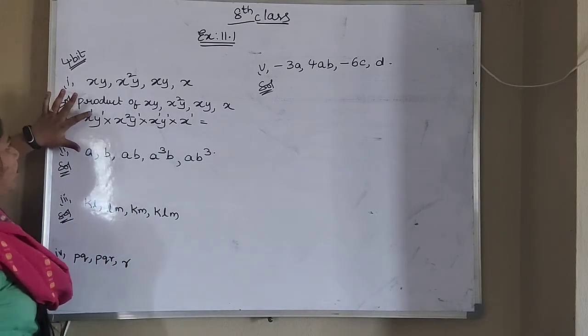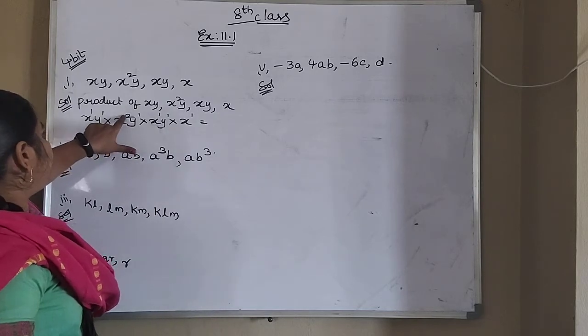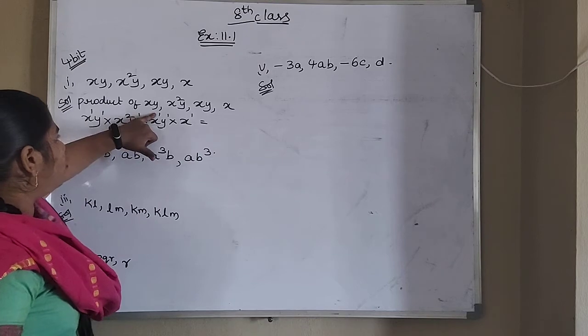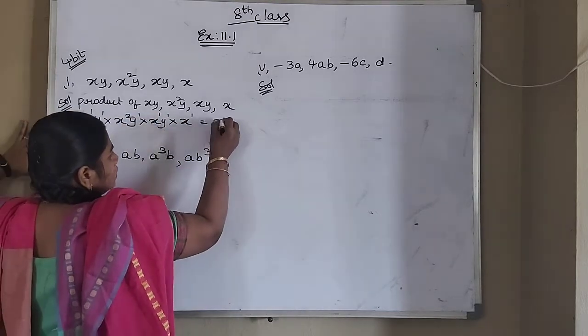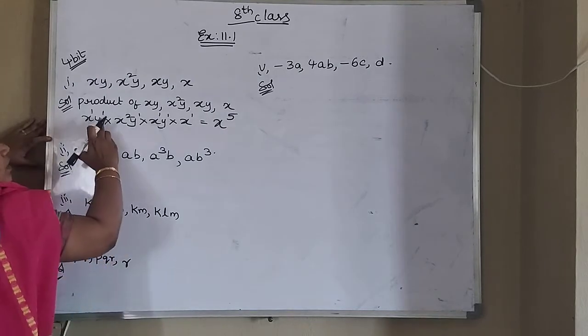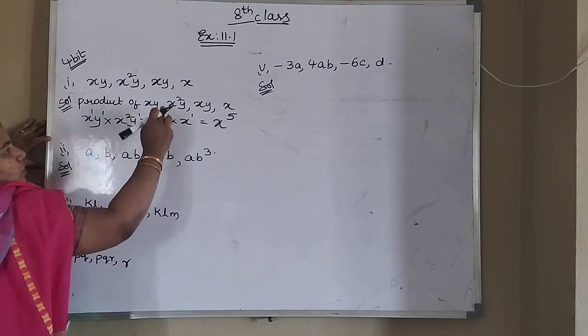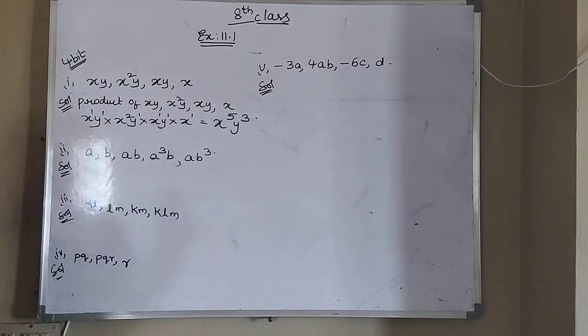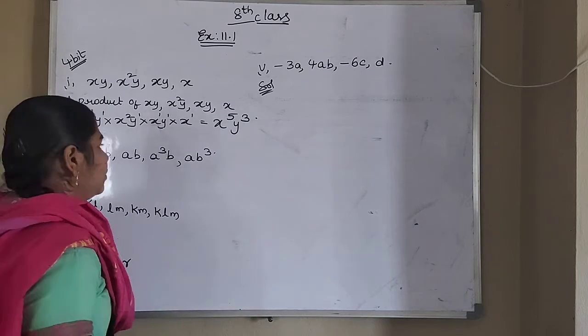So x power 1 plus x power 2. That will be how many x's are there? 1, 2, 3, 4, 5. So you got it as x power 5. Now y's you see, 1, 2, 3. So what you got? That is y power 3. So after multiplying the monomials, what is the result? X power 5 and y power 3.